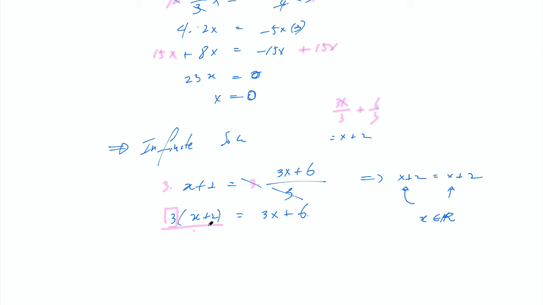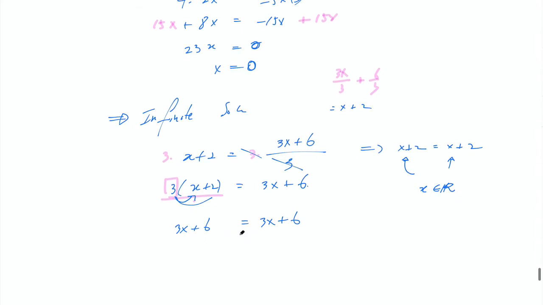Also, from here, if you know simple distribution, you could have done this. We get 3x plus 6, 3x plus 6. Right here, you can see it's exactly the same, but you can subtract both sides by 6 to get 3x equals 3x, and you get x is equal to x, which is always true. So from here, you can conclude that x belongs to all real values as well.